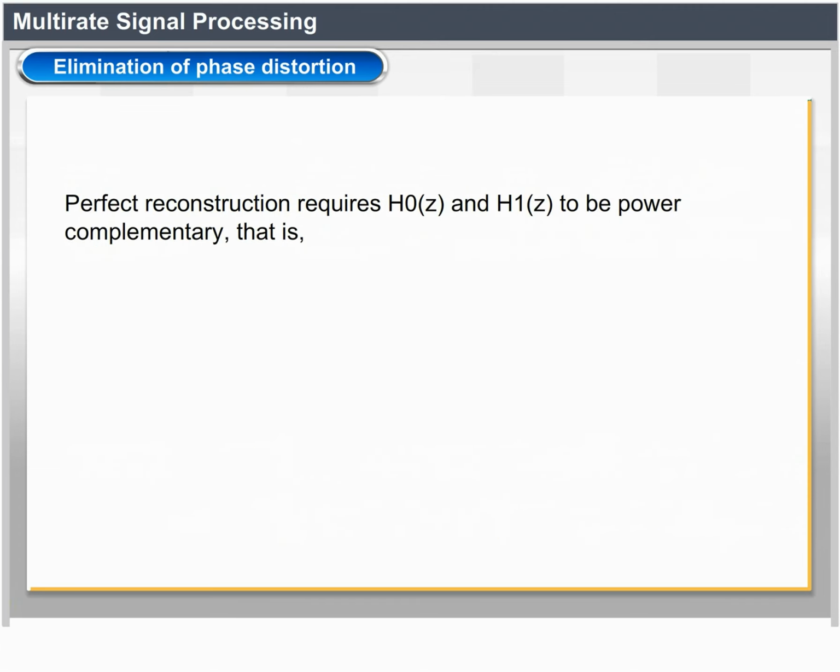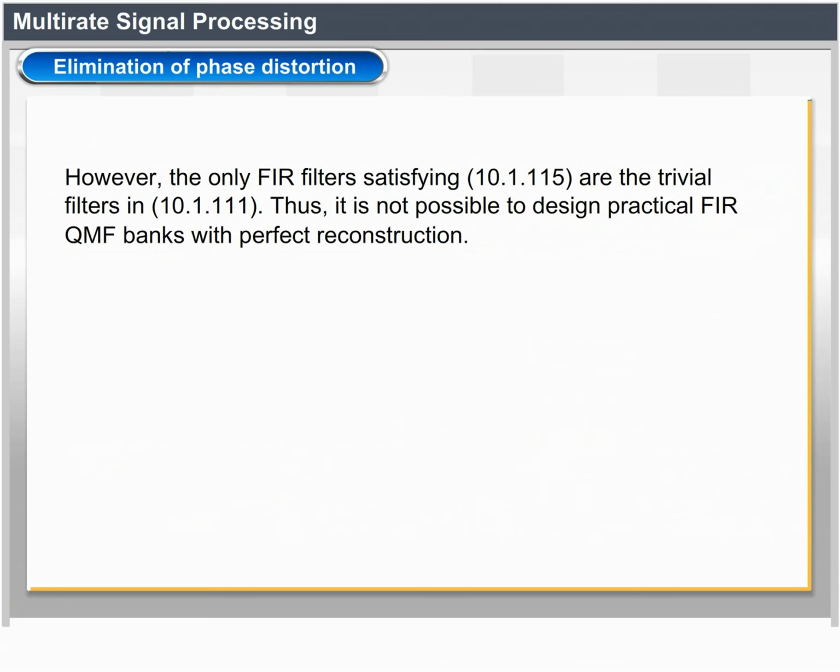of e power j omega the whole squared plus modulus of H1 of e power j omega the whole squared equal to 1, called equation number 10.1.115. However, the only FIR filters satisfying 10.1.115 are the trivial filters in 10.1.111. Thus, it is not possible to design practical FIR QMF banks with perfect reconstruction.